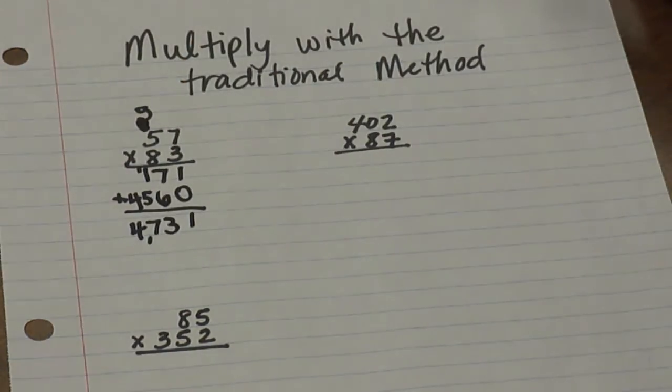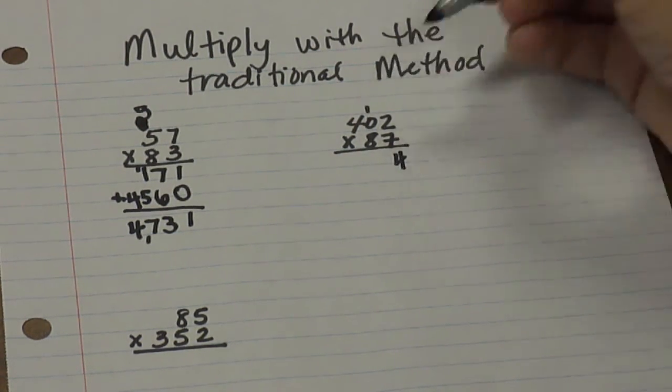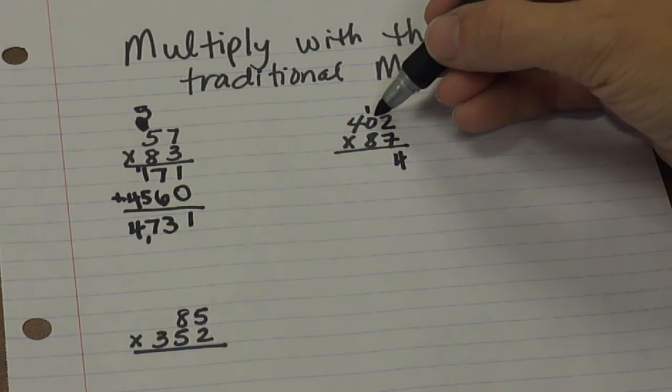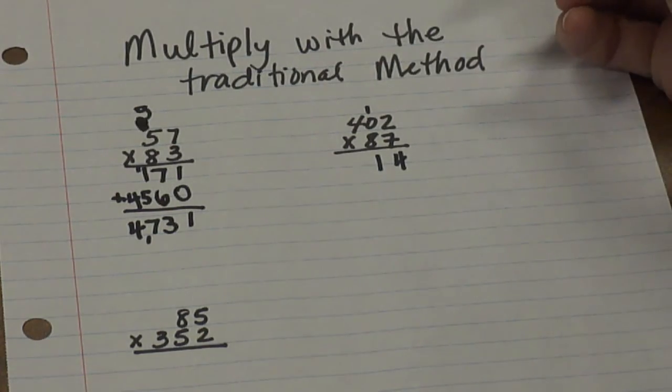My answer is 4,731. Let's try it on this problem. 7 times 2 is 14. Put down the 4, carry the 1. 7 times 0 is 0, plus 1 more is 1. 7 times 4 is 28.